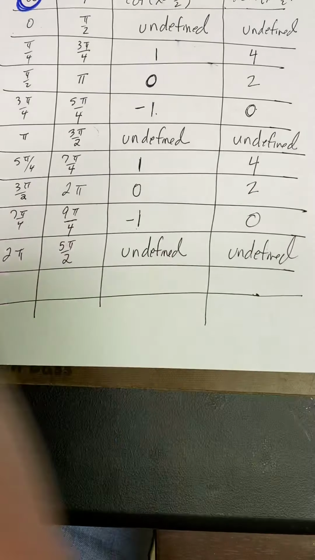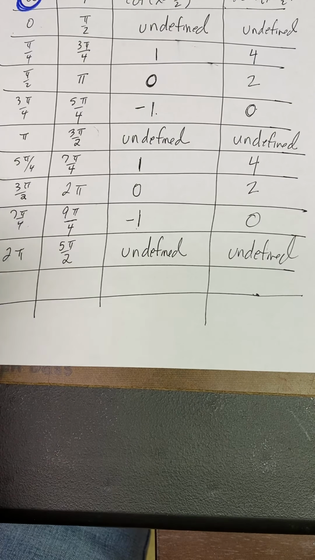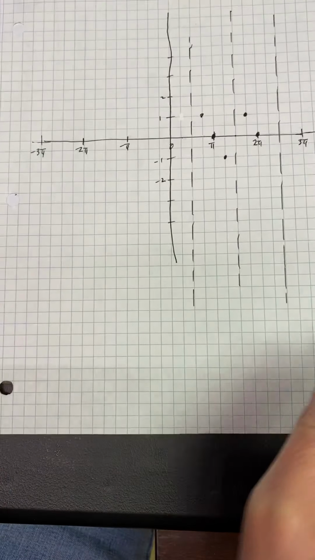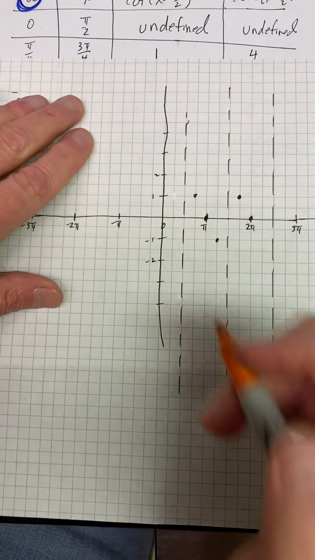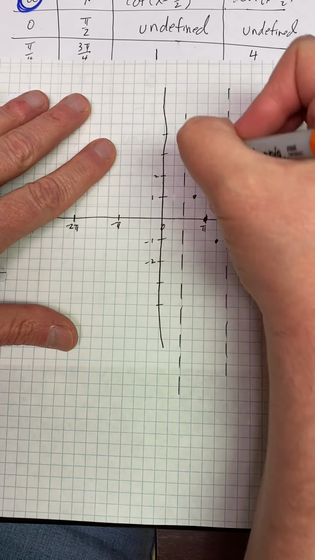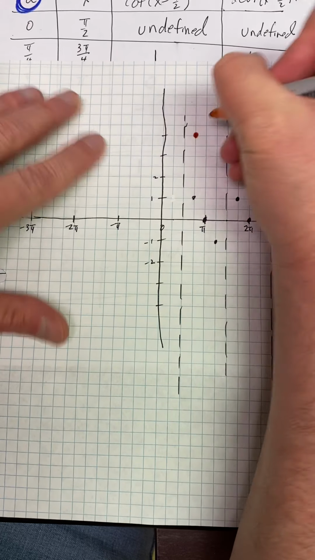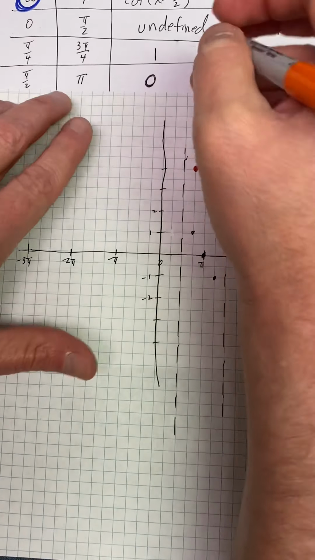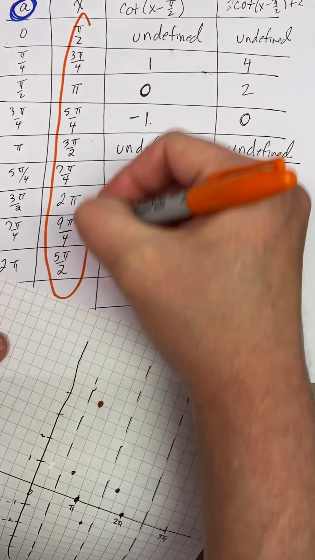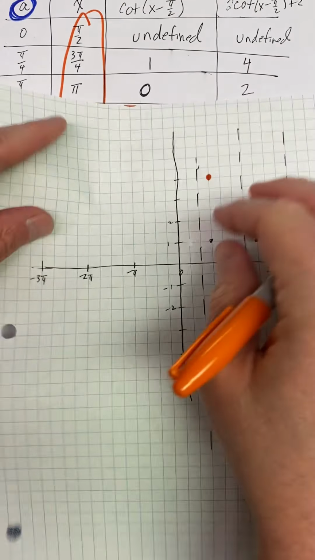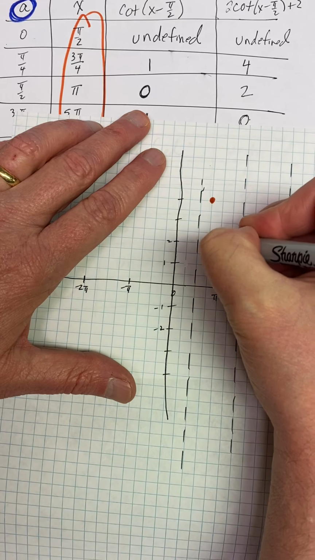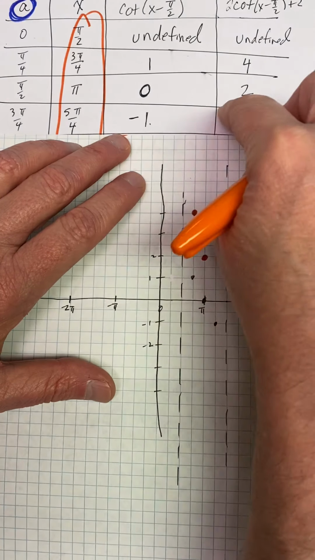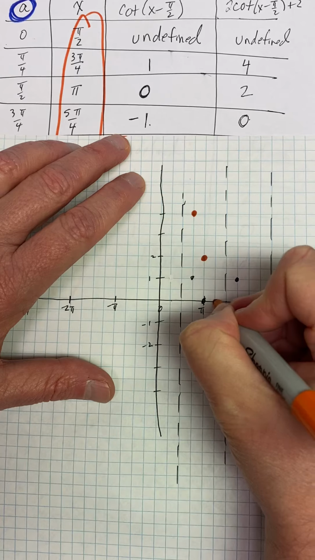Now, let me pick out a different color pen so you don't confuse those wrong ones that I did just a minute ago. I think I'll plot them with the orange Sharpie. If x is 3 pi over 4, y is 4. If x is, let me circle the x's. If x is pi, there's pi, the y value is 2. If x is 3 pi over 4, the y value is 0.